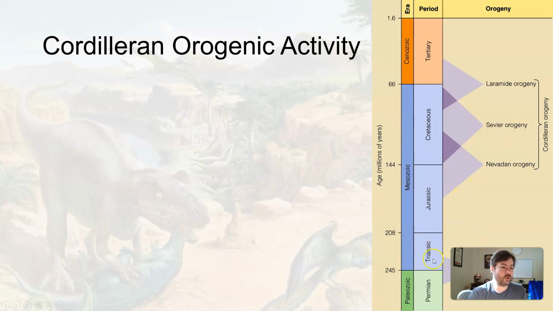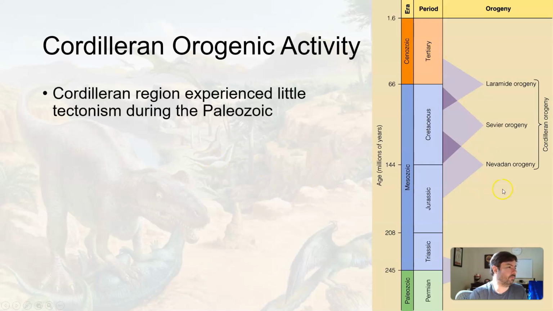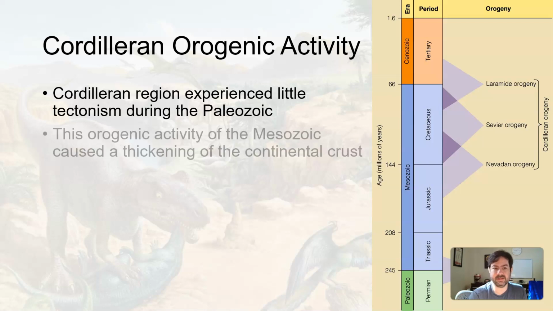So, again, the Sonoma Orogeny was back here at the boundary of the Permian and Triassic. But the actual Cordilleran orogenic activity that we consider kind of one lump thing, even though it was 3 separate orogenies, occurred starting mid-Jurassic through the Cretaceous and even into the Cenozoic era. During the Paleozoic era, the time before this, the West Coast really didn't experience too much in the form of plate tectonics and the outcome of that.